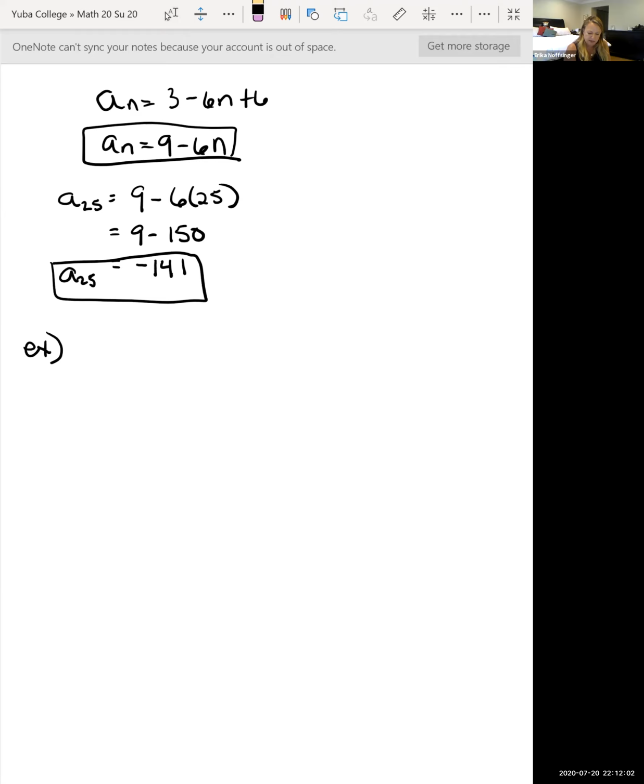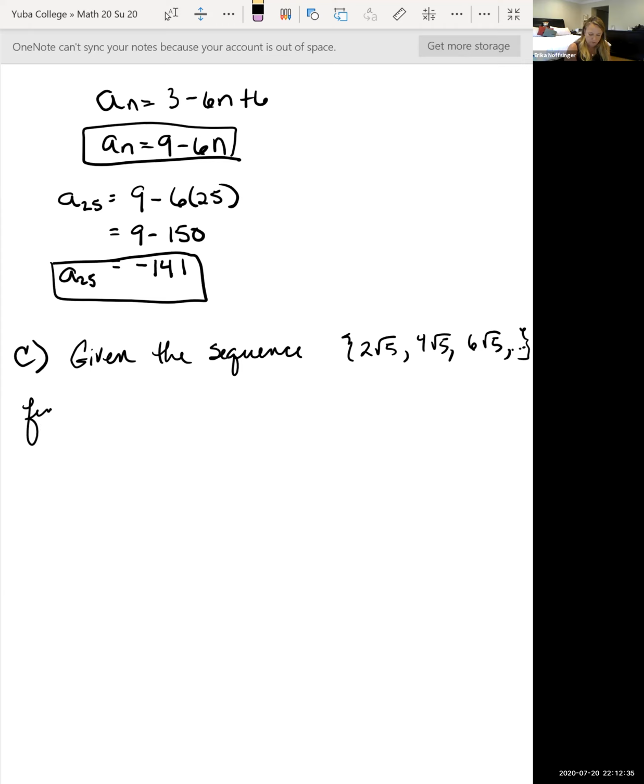Actually, same rules. This time you're given a sequence. So you're given your sequence: 2 square root of 5, 4 square root of 5, 6 square root of 5, and so on. Find a sub n. And you're given that it's arithmetic.